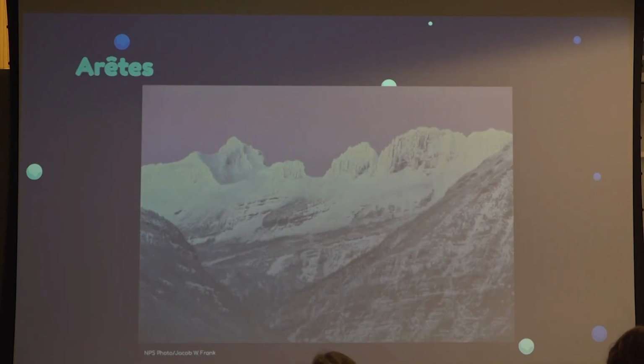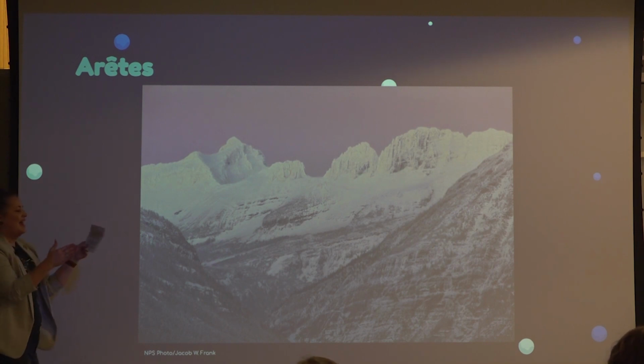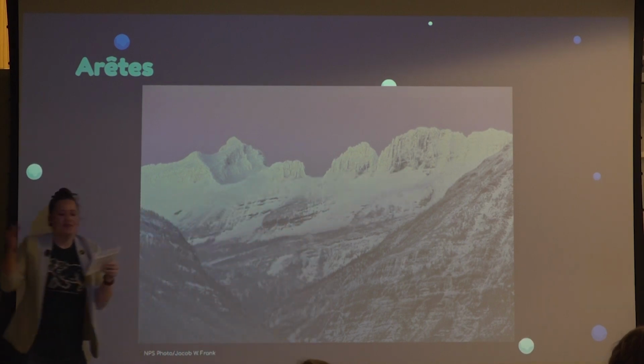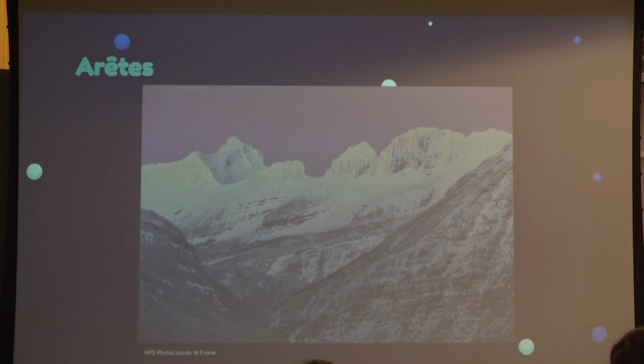Arêtes, this is the Garden Wall in Glacier National Park. And so an arête is this thin area, like this jagged crest here. This is what I'm talking about. It's like a serrated knife edge. And it once separated two adjacent glaciers.